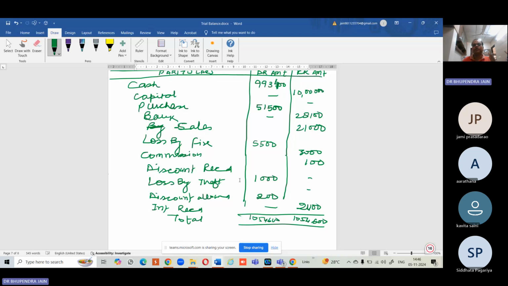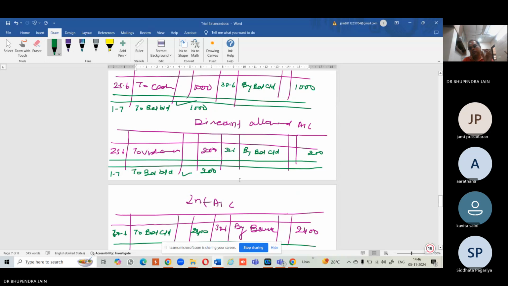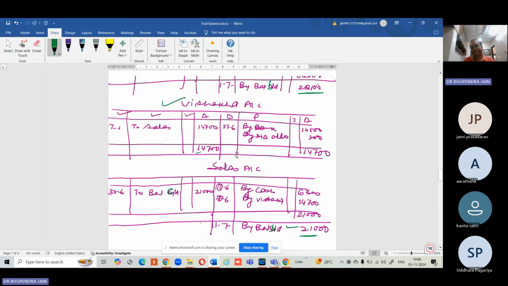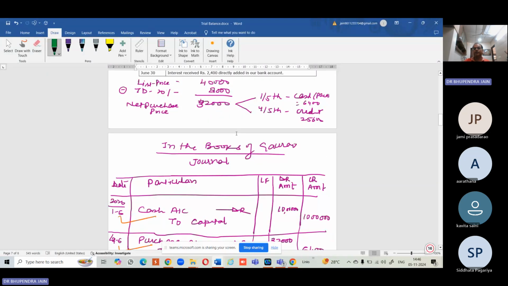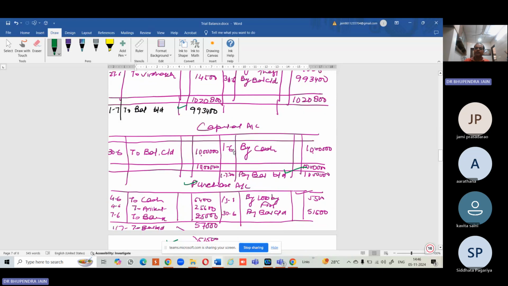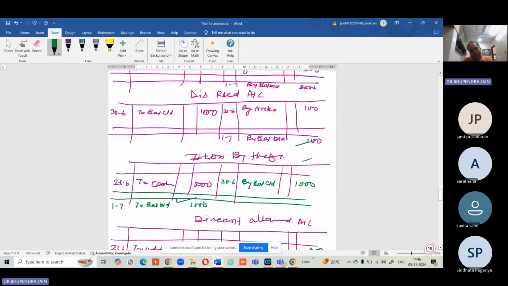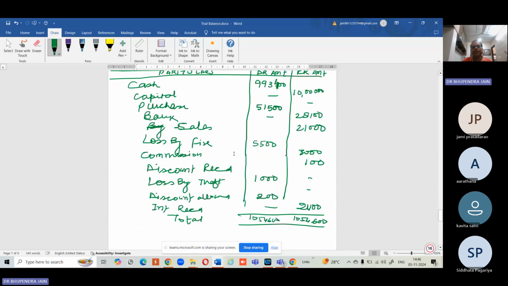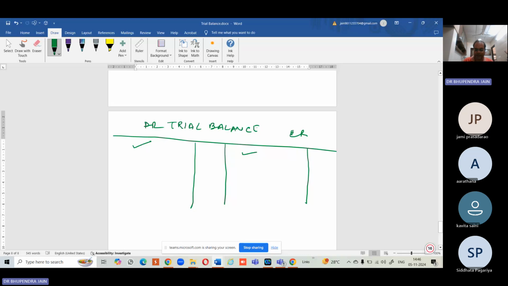Okay, so this is the procedure or method from the beginning of financial accounting. The first step is to prepare the journal. The second step is to prepare the ledger. And the third step is to prepare the trial balance. Now, after preparation of the trial balance, we will prepare the financial statement or final accounts. We will discuss that further.